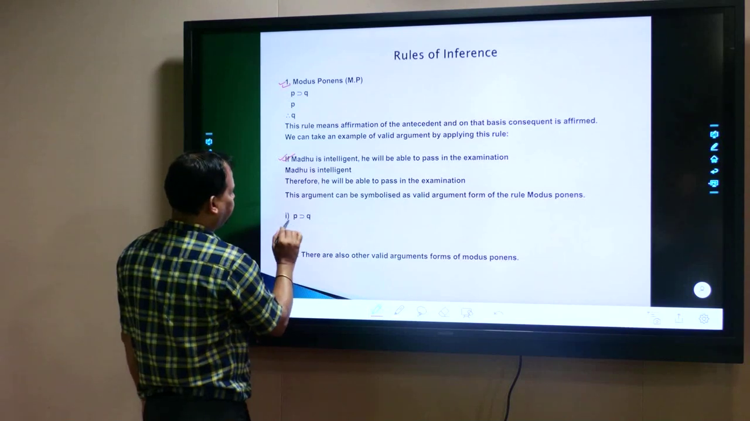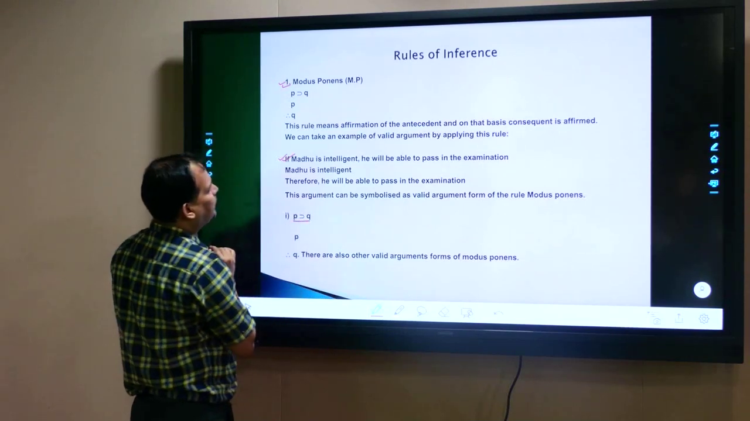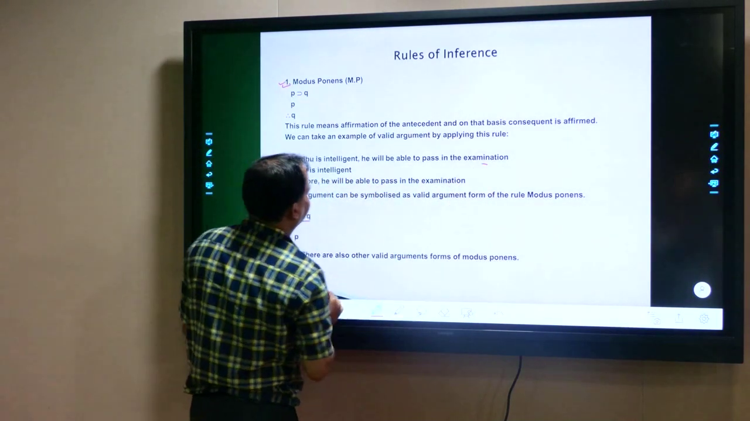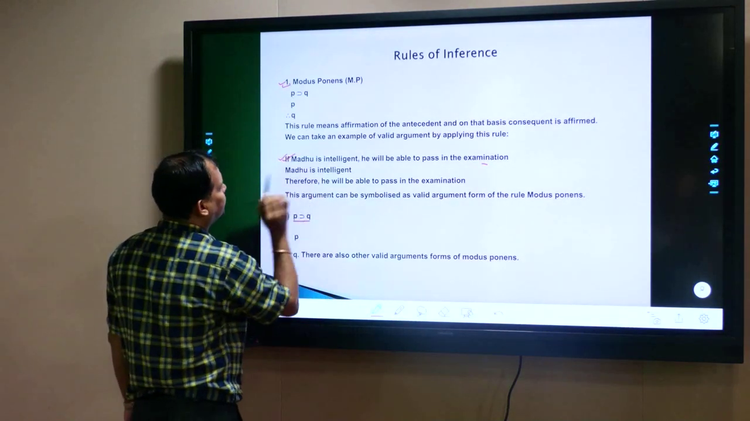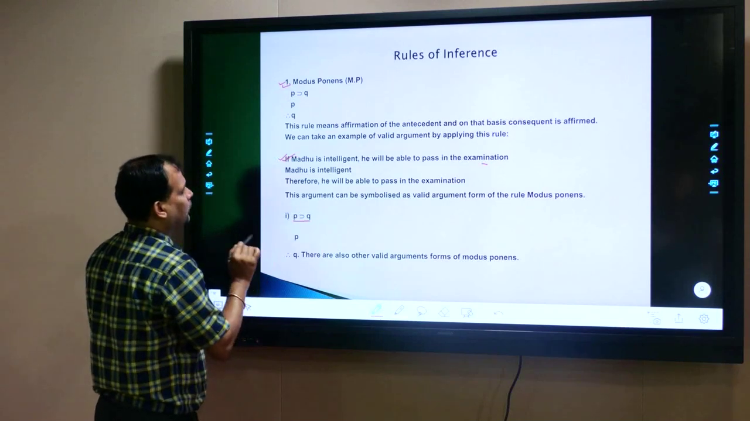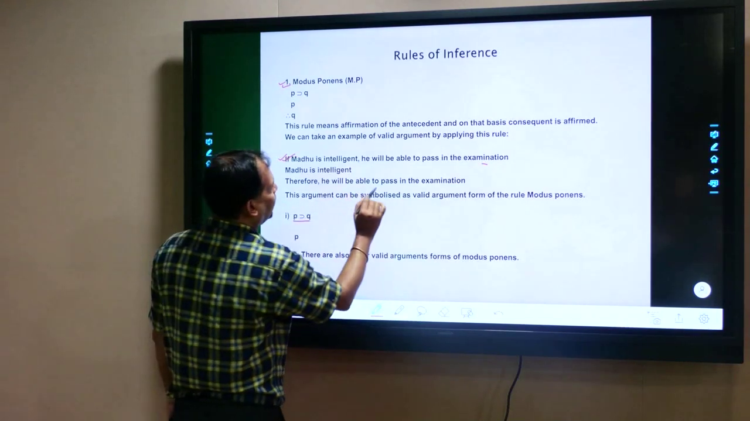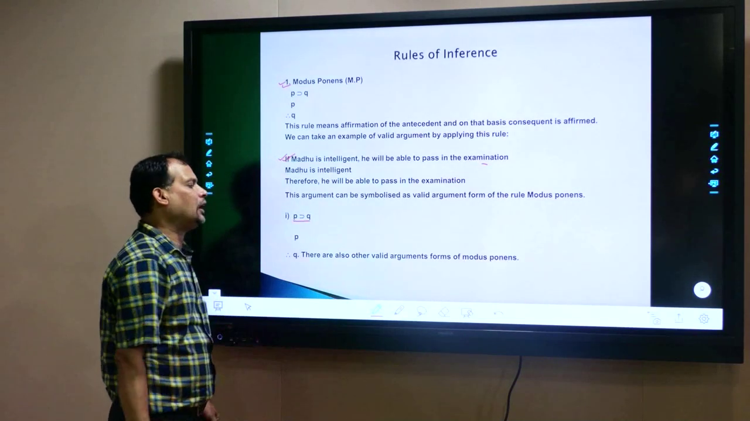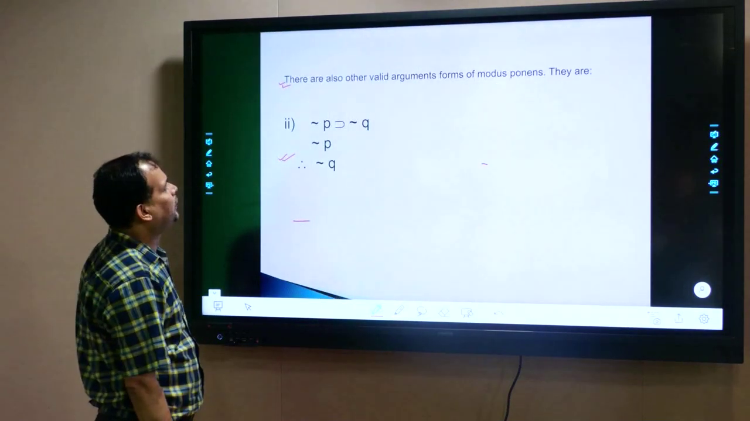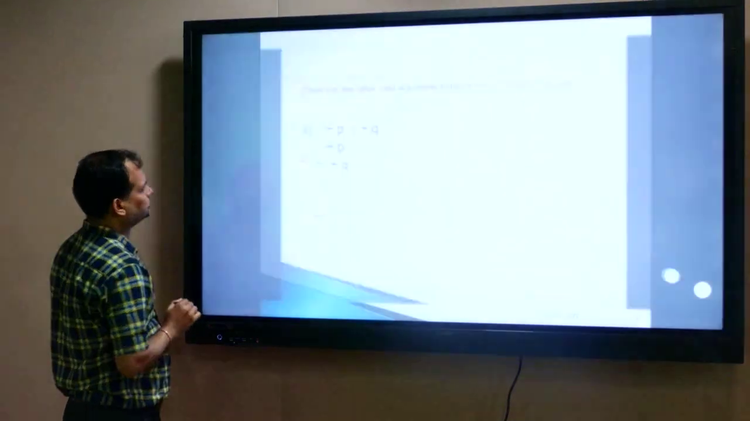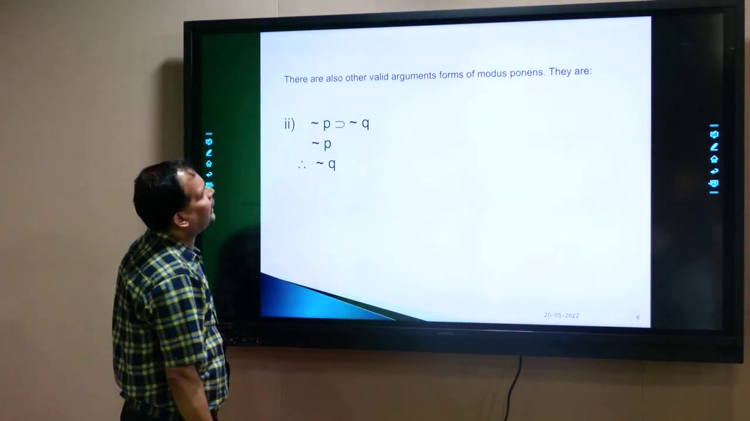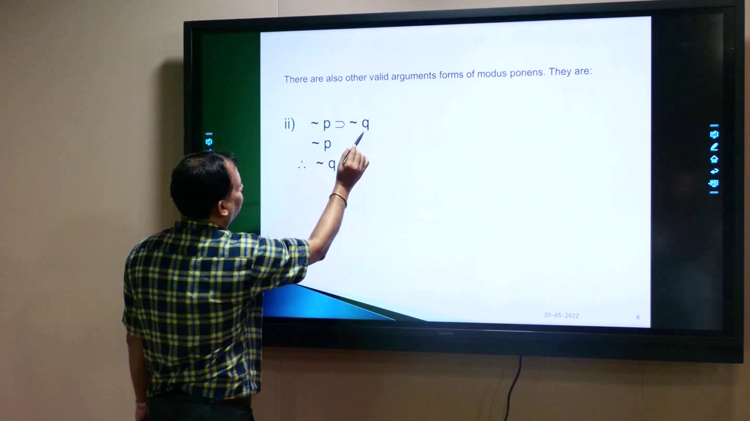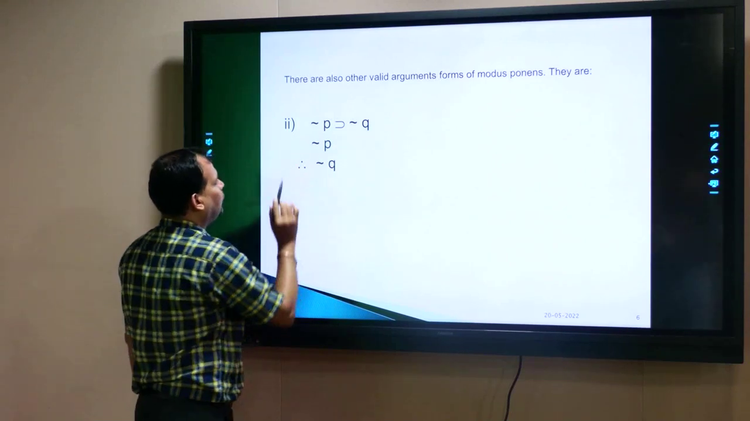In this way, P implies Q means if Madhu is intelligent, then he will be able to pass in the examination. And P means Madhu is intelligent, and therefore Q indicates that he will be able to pass in the examination. Now, dear learners, there are also other valid argument forms of modus ponens. They are negation P implies negation Q, negation P, therefore negation Q.